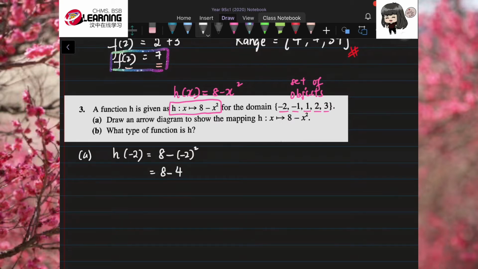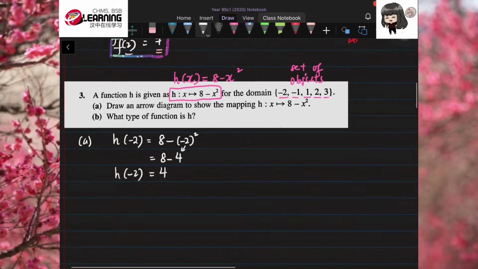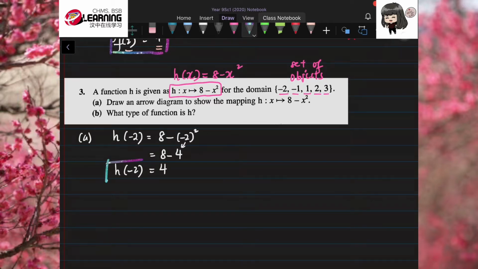So it's 8 minus 4. Please do the square first before you include the negative. -2 squared becomes positive 4. So 8 minus 4 is 4. So h of -2 is 4.